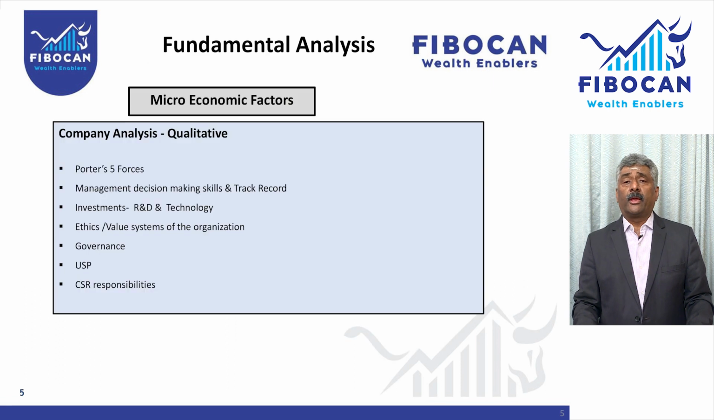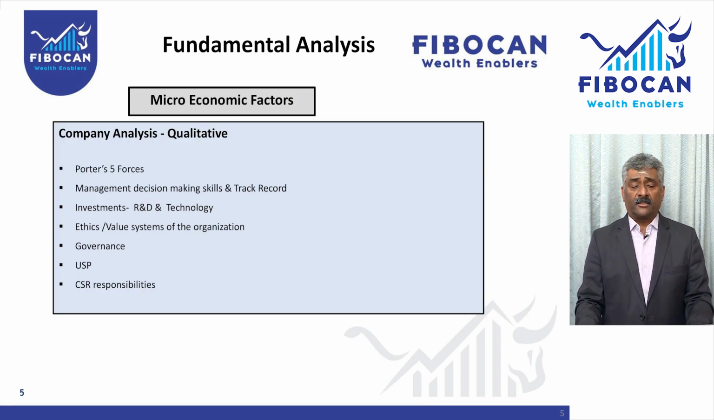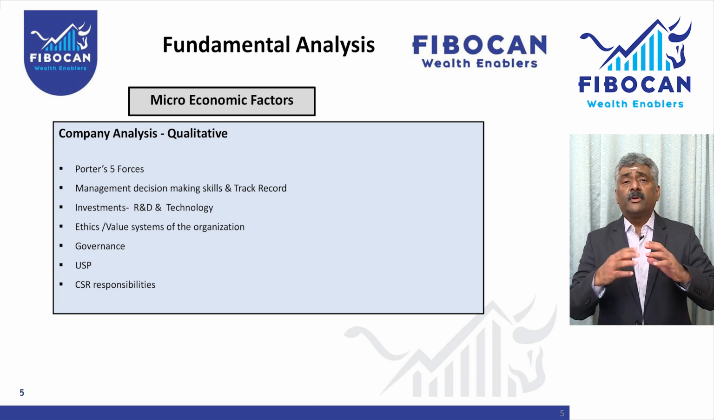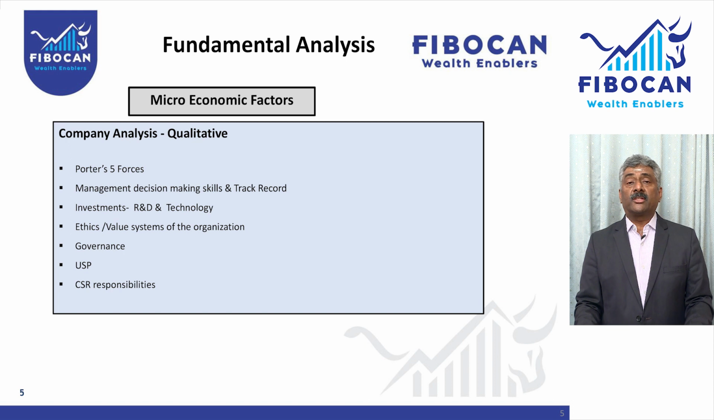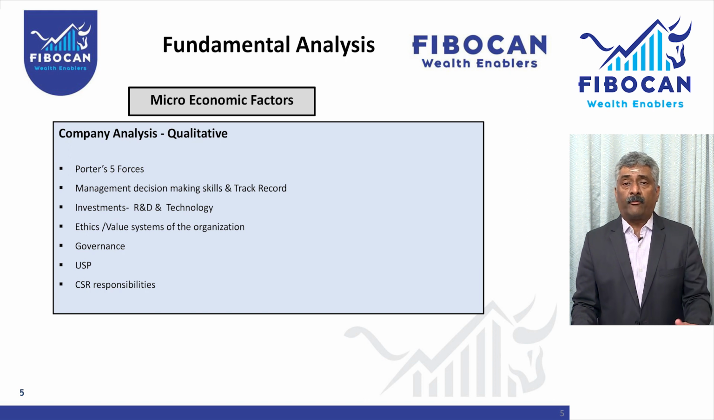So now let's go back to the microeconomic factors. Let's look at the other factors. Management decision making skills and track record. This is an important aspect, because a management has to be sound. They have to be very aggressive, dynamic, and should be in a position to take quick decisions. Many times it requires spontaneous decision making skills. That is why a small entrepreneur can make big decisions. A small company can do big things, whereas a big company takes time to take decisions. So how quickly a company can take decisions, and what is the track record of management?